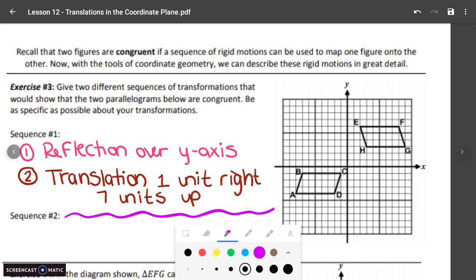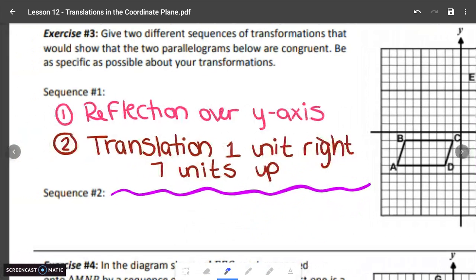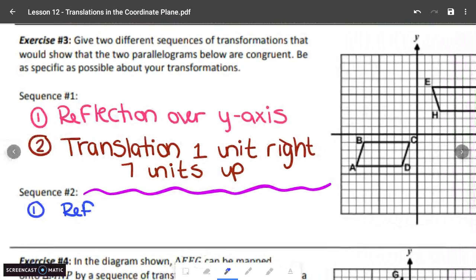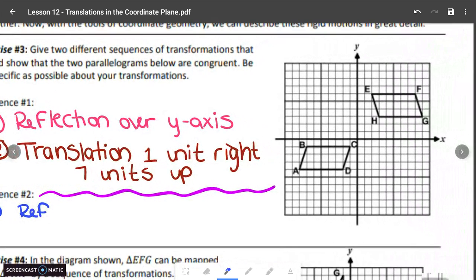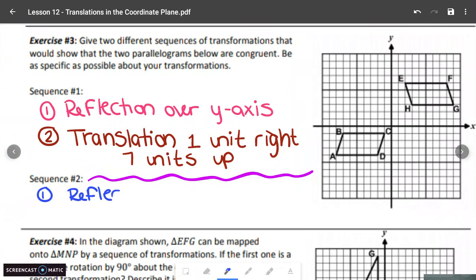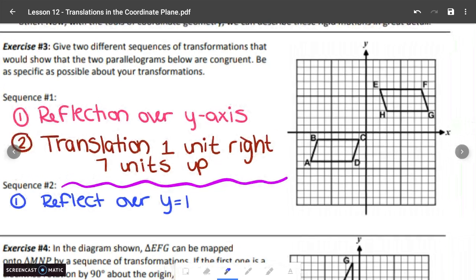And I'm going to do one that is similar to what we've dealt with already, but I'm still going to keep that same theme. But I'm going to reflect over, let's say, the line y equals 1. So I'm going to switch it up. Before we went over the y-axis, now we're going to go y equals 1. Remember, that's a horizontal line that we've talked about recently.